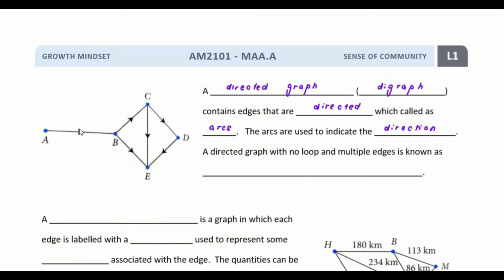So when you look at this, you have the arrow to the right. This means that for this edge here, it is going to be from A to B only. There's no B to A. So that's the idea.